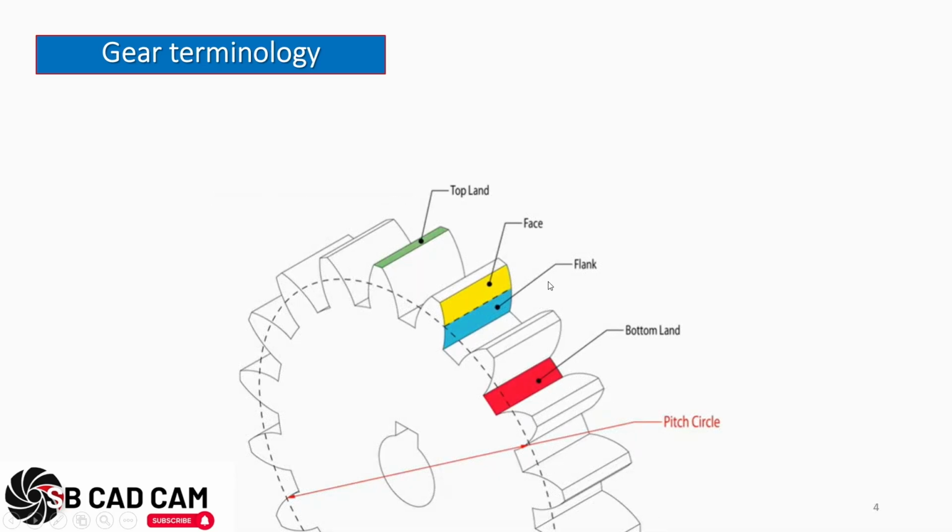So here at the top, we have the top land. Here is the face, and in this part, we call it the flank. We will see how we design these profiles in next videos. And this is the bottom land. The most important circle in a gear is the pitch circle.